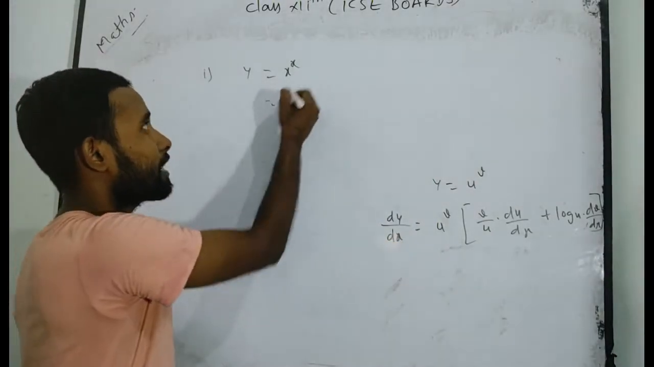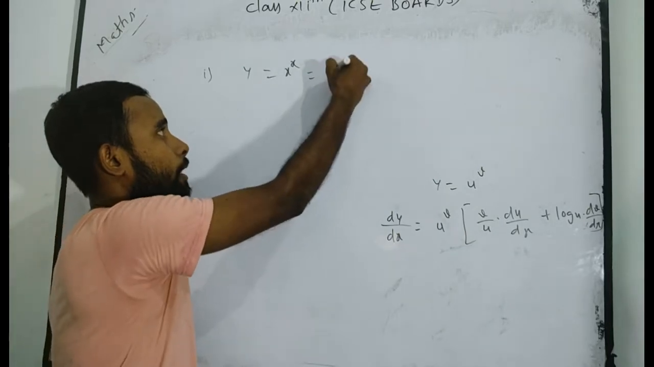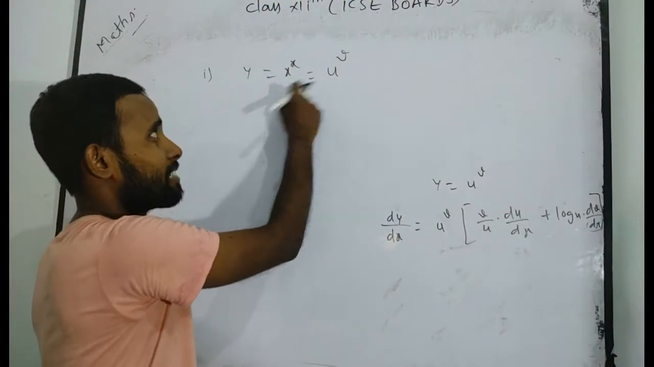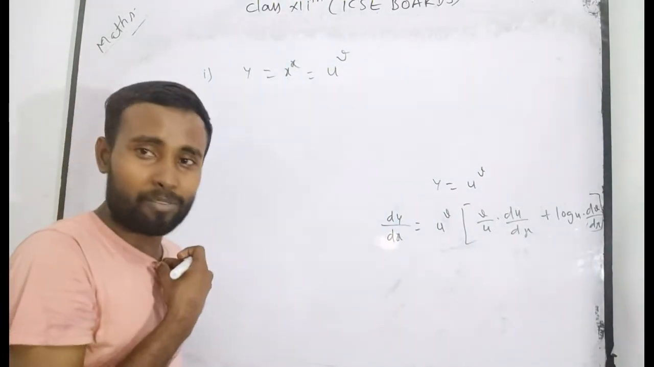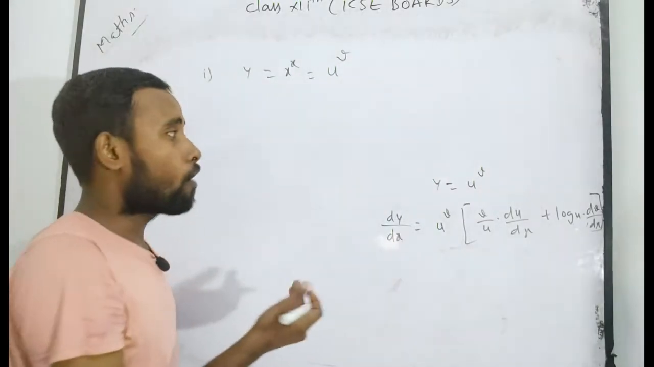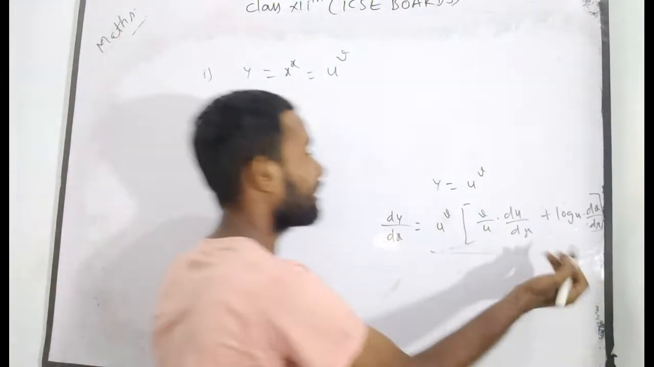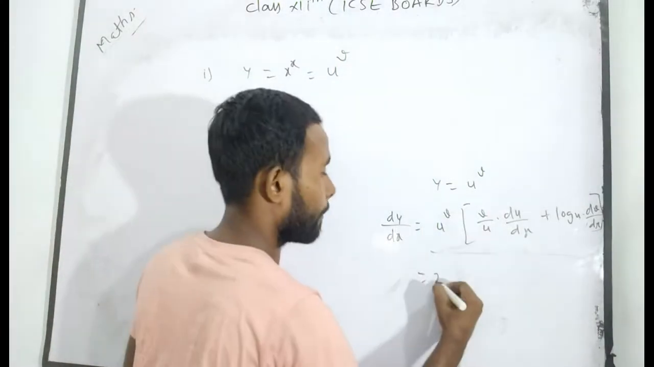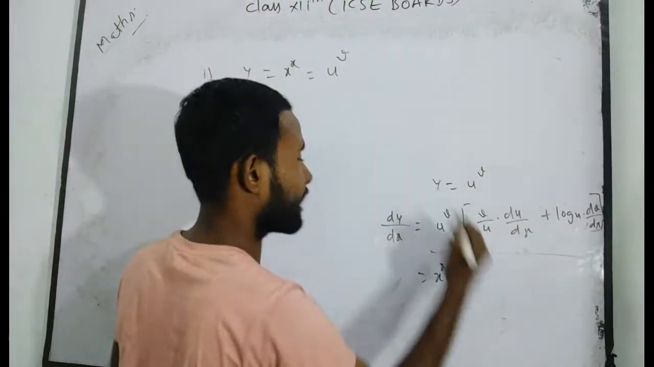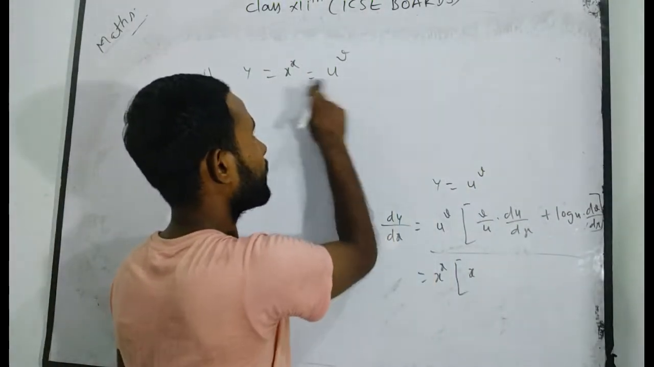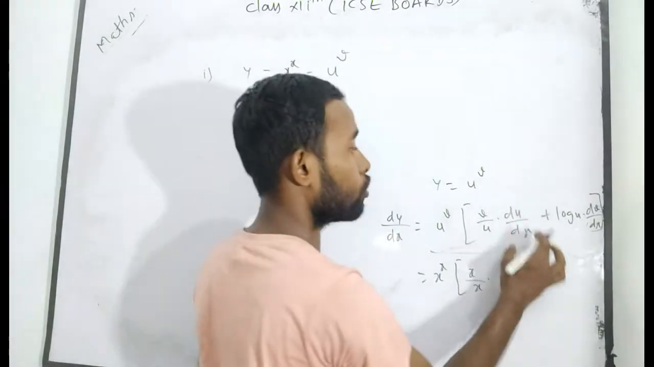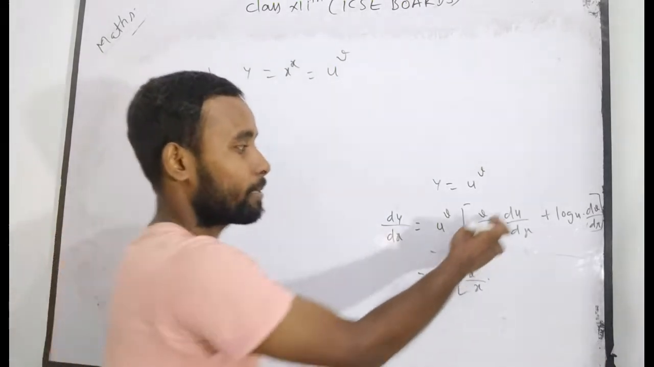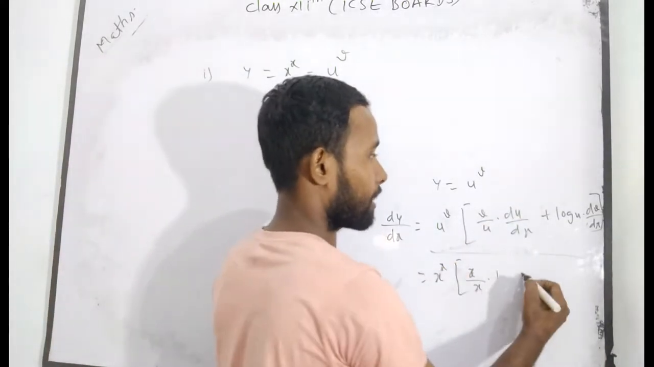Now if you compare with the standard form of problems u to the power v, you can conclude that u is equal to x and v is equal to x. That means u and v are both the same, x. Now you have to solve. Its answer you can write directly through this formula: u to the power v, that means x to the power x, into v upon u, where v is equal to x and u is equal to x, so x to the power x into du dx. As you know that u is equal to x, the derivative of x with respect to x will be 1, plus log u.